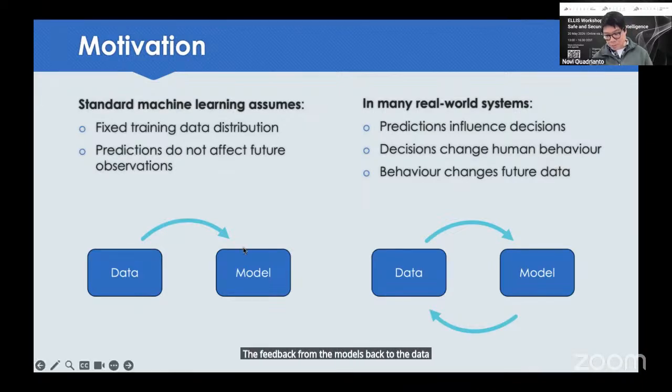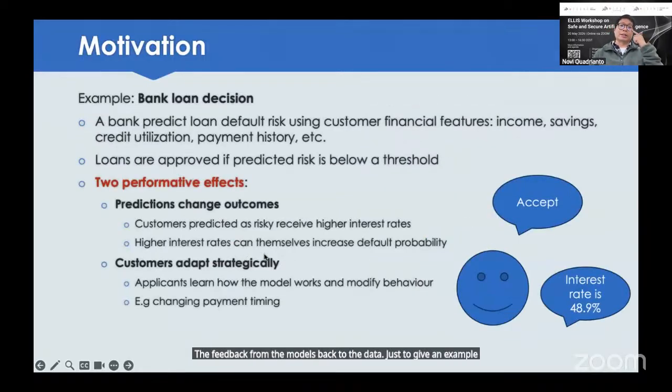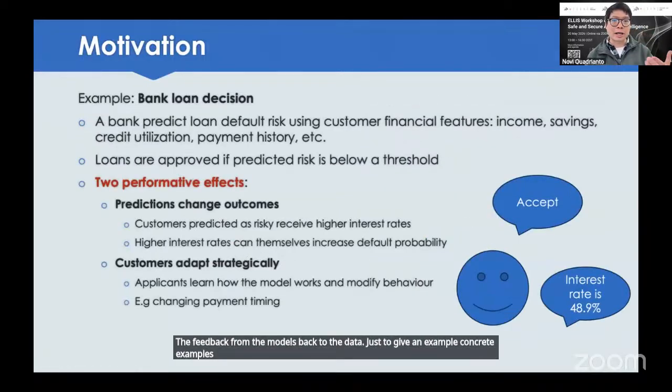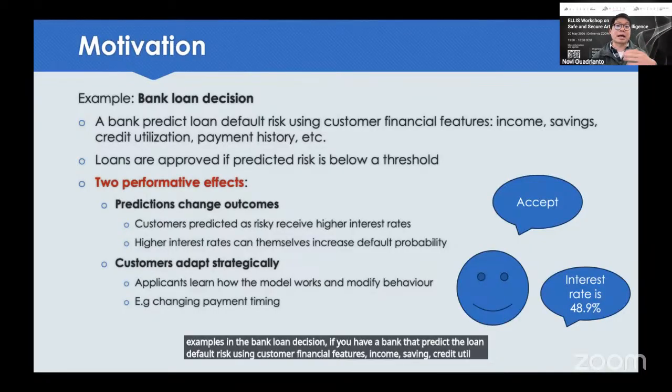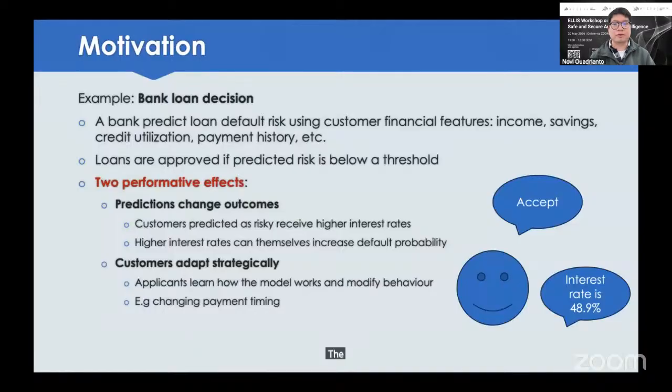Just to give a concrete example, in bank loan decisions, if we have a bank that predicts the loan default risk using customer financial features, income, savings, credit utilization, payment history, etc., the loans are approved if the predicted risk is below a threshold.